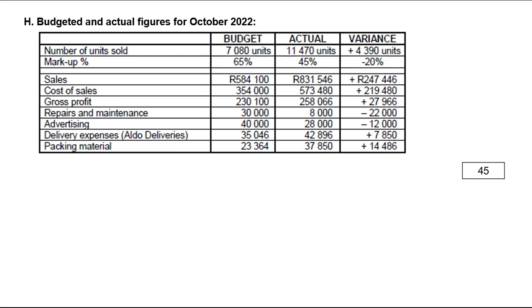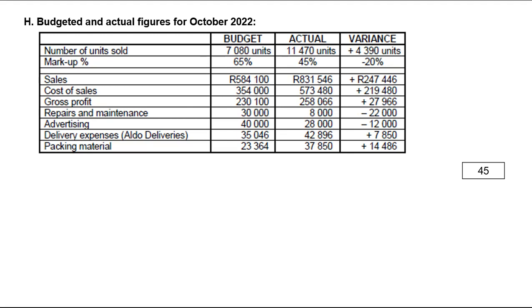Now, one thing that you need to notice is that when you reduce the markup, you'll notice that the markup was 65% for the budgeted, but the actual markup is 45%. Now, the advantage of reducing your markup is that it will reduce your selling price. And when you reduce your selling price, it means your product will be cheaper. Therefore, more people will buy it.